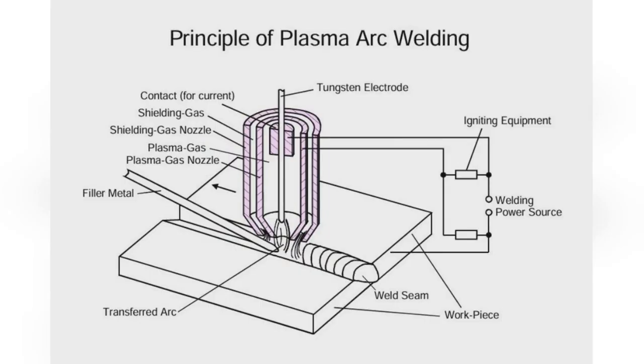The shielding gases used here are exclusively inert gases, like argon, helium, or a mixture of these gases. The tungsten electrode has a negative polarity, and the workpiece a positive polarity, straight polarity.